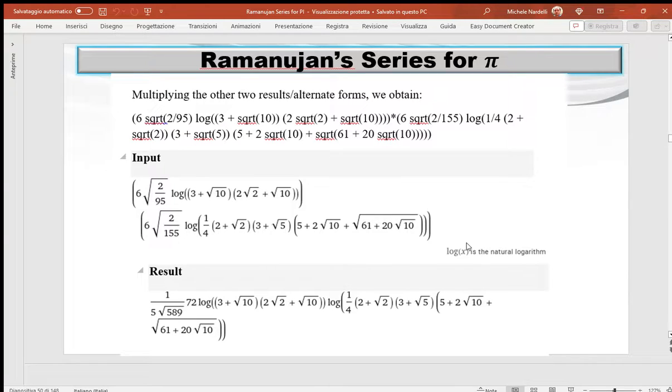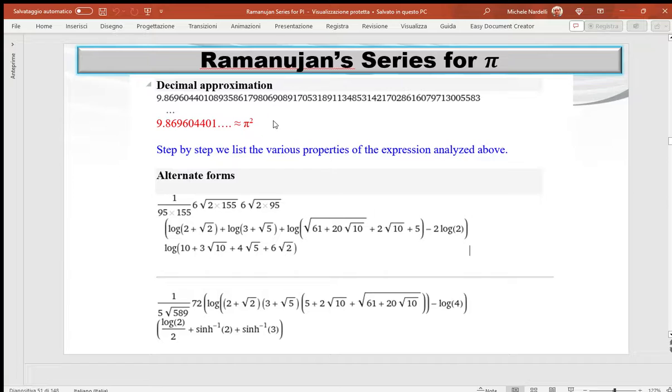Multiplying the other two results, alternate forms that we have analyzed previously, we obtain the following expression, from which we obtain the following result. Result that, as above, is equal to pi squared. Also here we list the various properties of this expression. Choose the alternate forms.